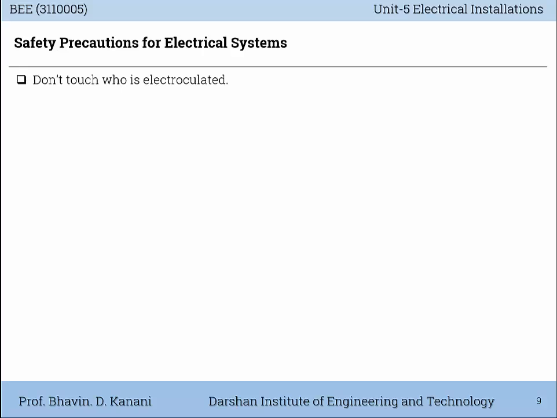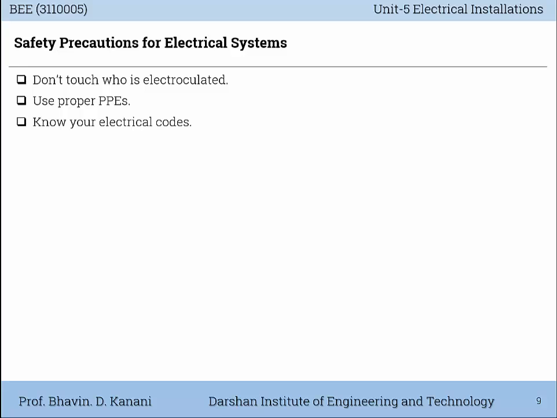Then safety precautions for electrical system. These are the few listed. One of them is: don't touch who is electrocuted. Use proper PPEs, that means personal protective equipment, like safety helmet, safety goggles, safety gloves, safety shoes, etc.